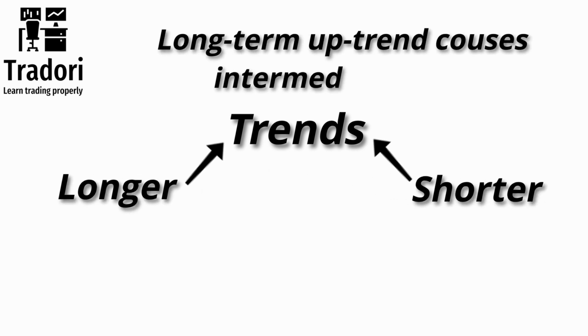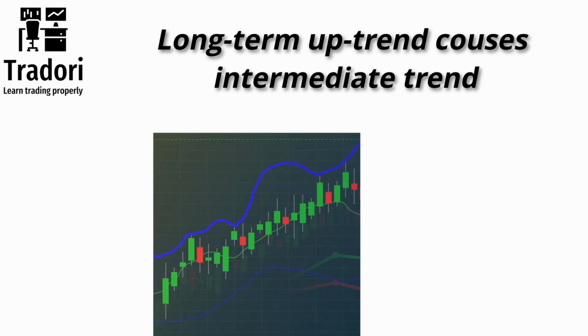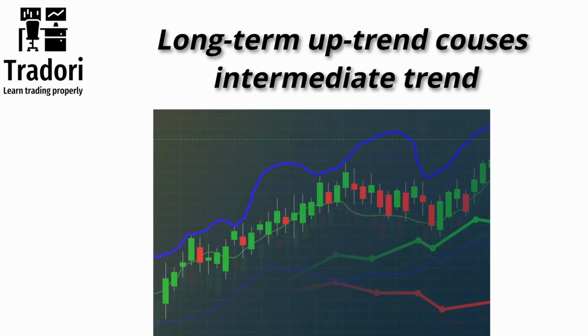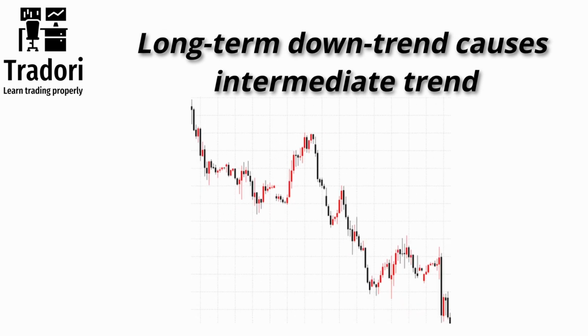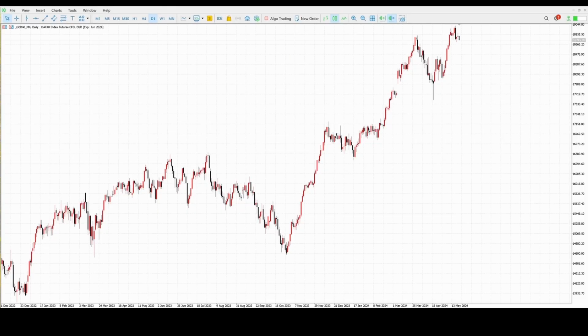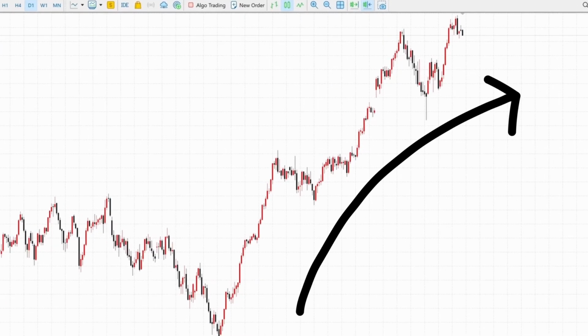Trends are affected by the next longer and next shorter trends. A rising long-term trend causes the intermediate trend to have longer rallies and smaller retracements. A falling long-term trend causes the intermediate trend to have smaller rallies and longer retracements. Let's take a look at the chart. It is the OX40 futures market at the daily time frame. Currently, the overall direction of the market is clearly up, an uptrend.